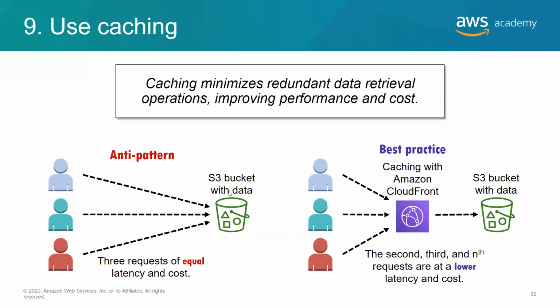For this, we're going to use Amazon CloudFront, right? Using the best practice for caching, we're going to use Amazon CloudFront. With the help of CloudFront, we cache the data from my S3 bucket. The second, third and subsequent requests have lower latency and cost. To minimize redundant data retrieval, we're going to use Amazon CloudFront here, right?